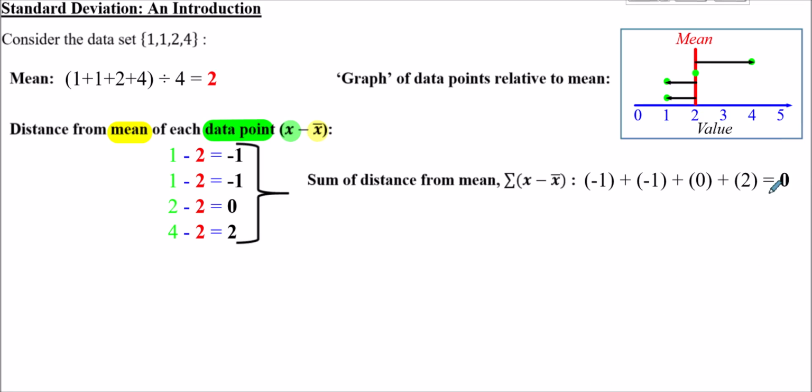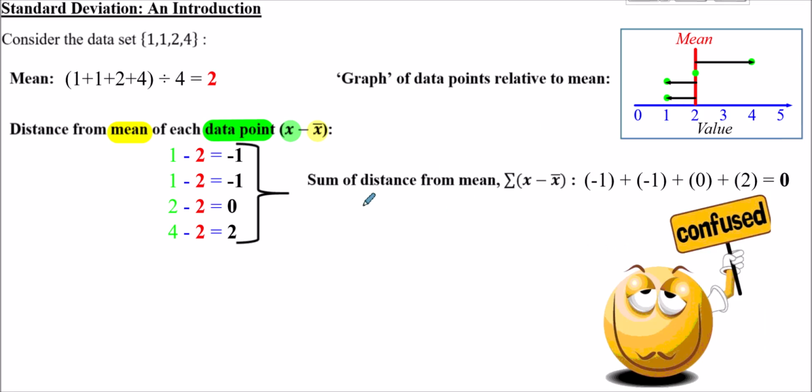So that would seem to paint a picture that if we did the average of this, for example, 0 divided by 4, we get that the average distance away is 0, which is meaningless. And obviously we can see the average distance isn't 0 because some data points are clearly not on the mean at all. So this is possibly quite confusing.